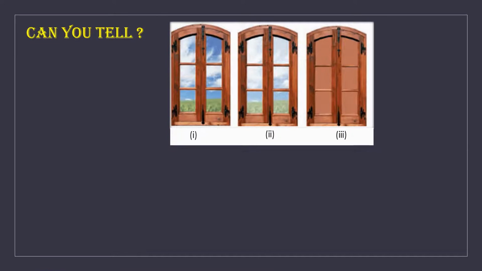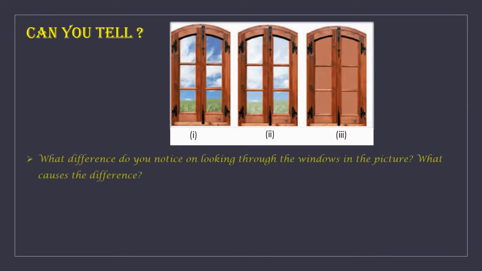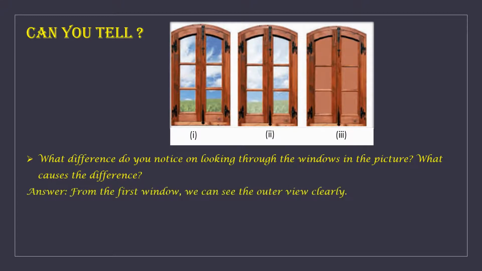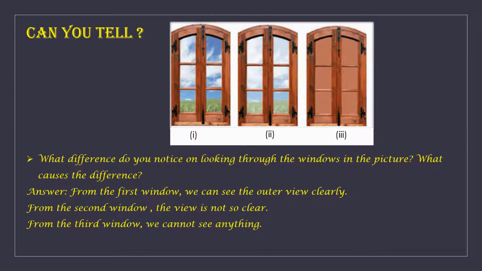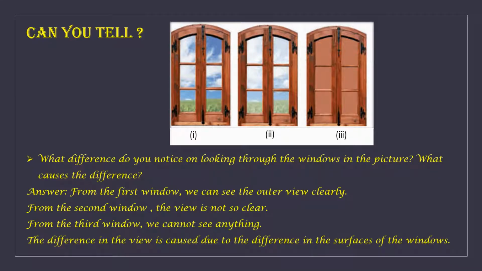Students, can you tell what difference do you notice on looking through the windows in the picture, and what causes the difference? Yes, from the first window we can see the outer view clearly, and from the second window the view is not so clear. From the third window we cannot see anything. So the difference in the view is caused due to the difference in the surfaces of the windows.